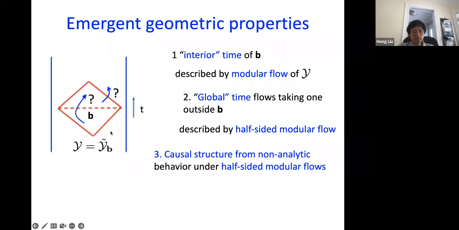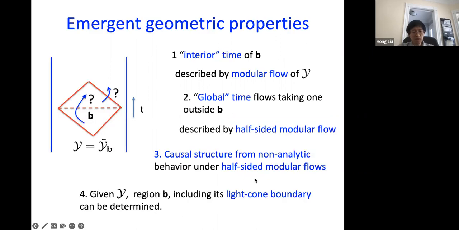And the causal structure associated with this region can then be described from non-analytic behavior under this half-sided modular flow. Given Y, if you give me the boundary subalgebra, I can in principle fully construct this bulk region. Finding these modular flows and half-sided modular flows are highly technically non-trivial questions. But there are powerful mathematical theorems which prove their existence. So even though in general we don't know them explicitly, you cannot write them down explicitly, you can work out their properties in different situations.